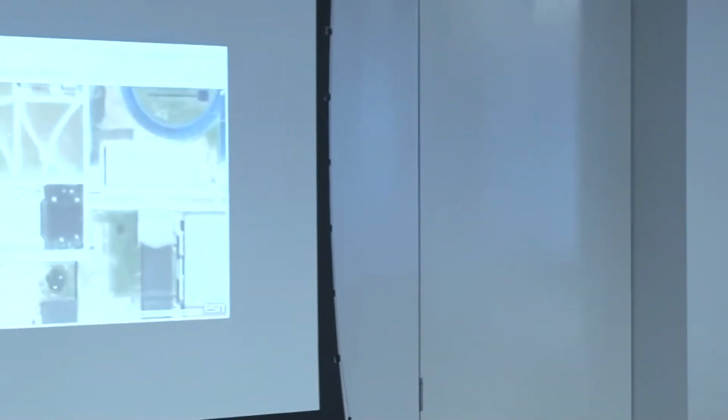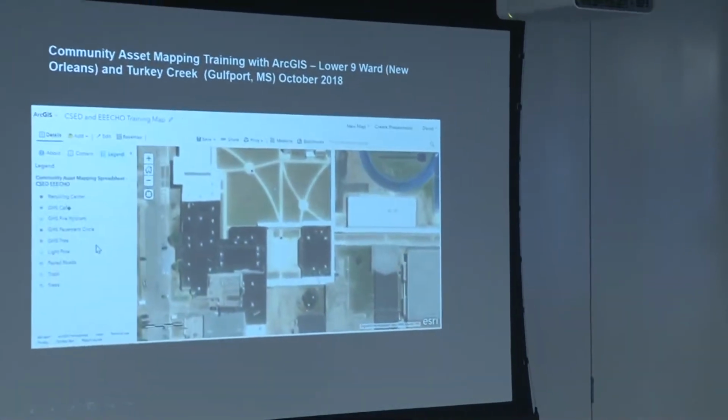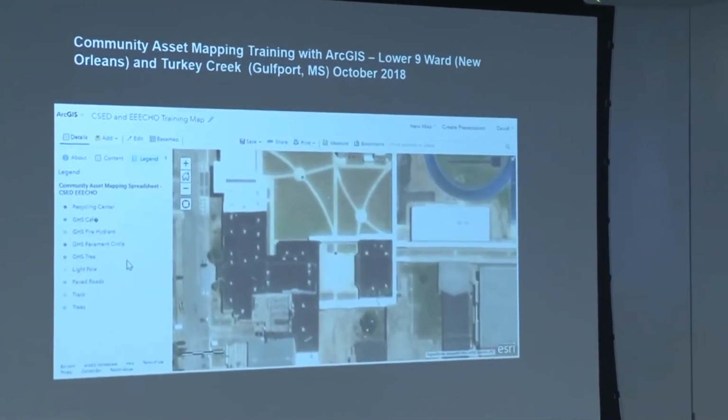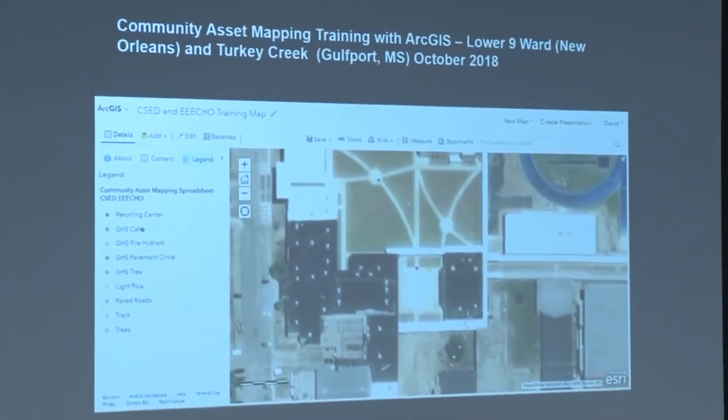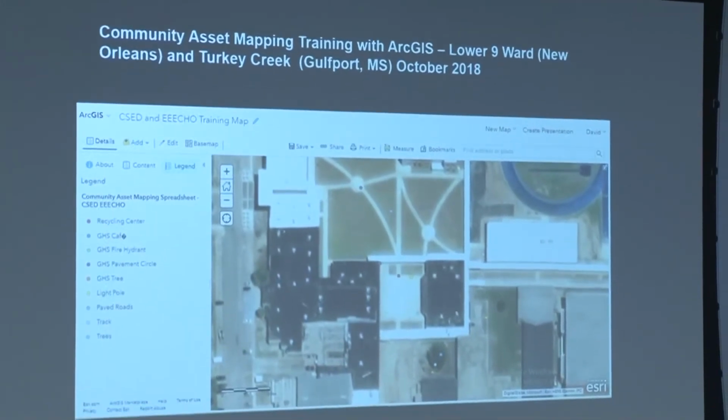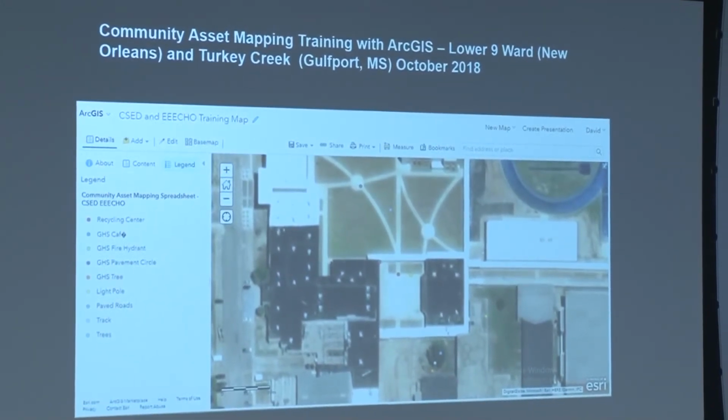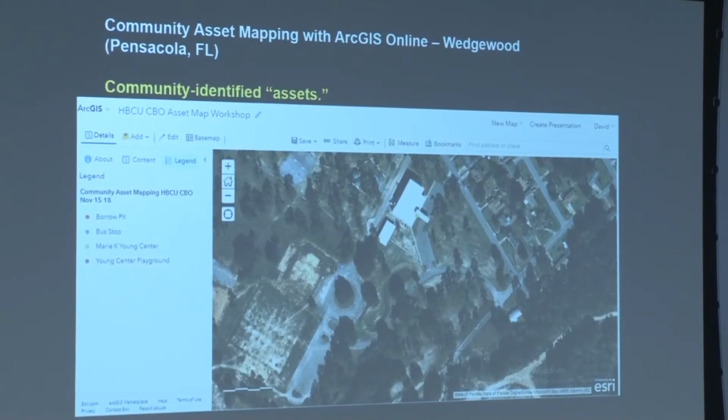Here's Gulfport, Mississippi. We did some training there, and you can see sometimes we can't do training at the actual site. So here we are. We found a place where all of our stakeholders could come, in the schoolyard, and we had to use our imaginations. And so it was an effective training there. Here is Pensacola, Florida. More training.